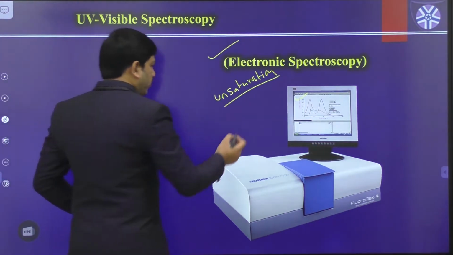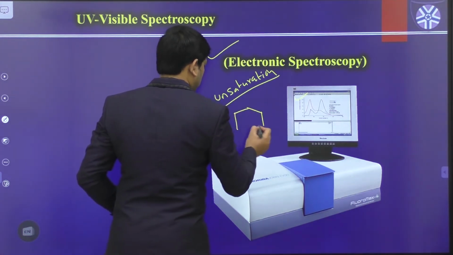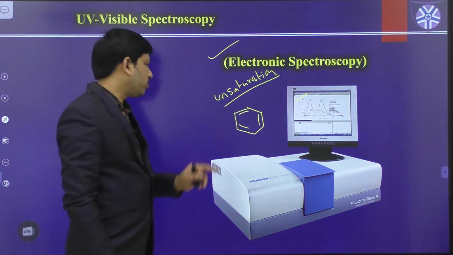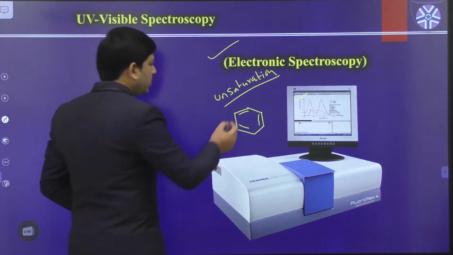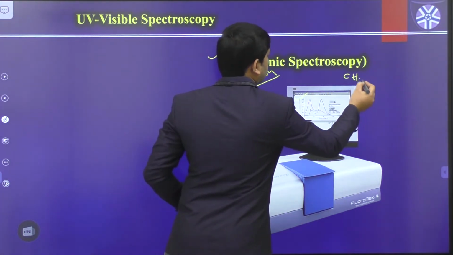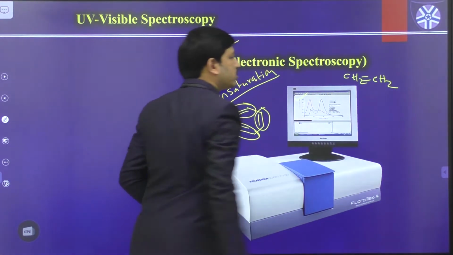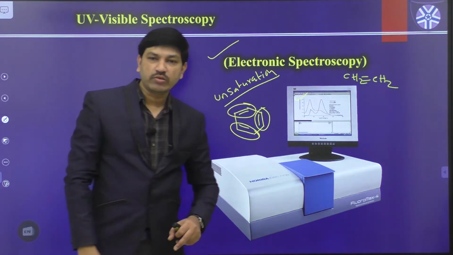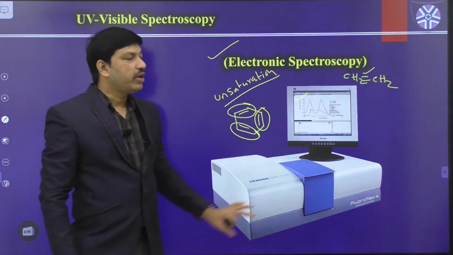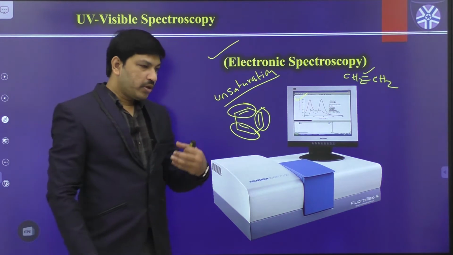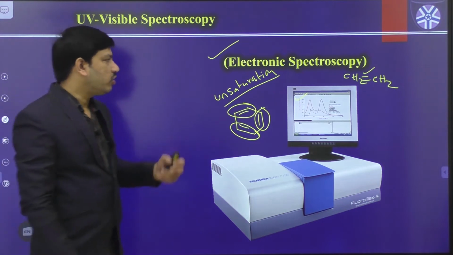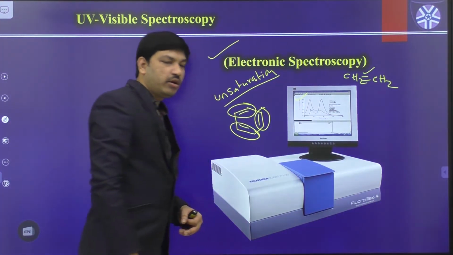Unsaturation means, for example, the simplest example, this is a benzene molecule. In this benzene molecule we have C double bond C groups like this. Or if you take the ethylene compound, CH2 double bond CH2, this is also an unsaturated compound. It also contains one double bond. So from electronic spectroscopy we can understand whether a given molecule has any unsaturated functional groups like C double bond C, or C triple bond N, or C double bond O, or something like that.